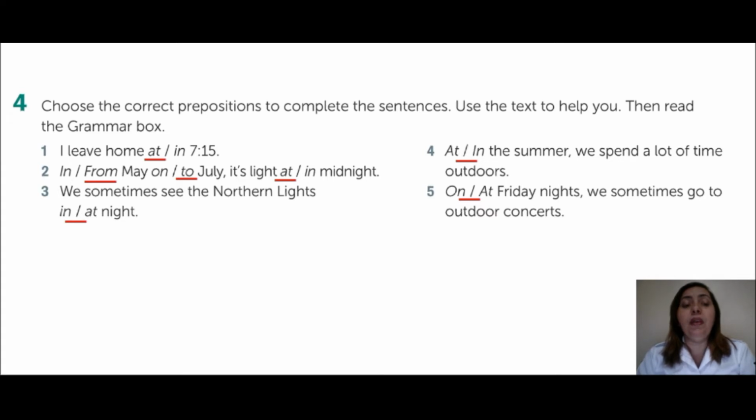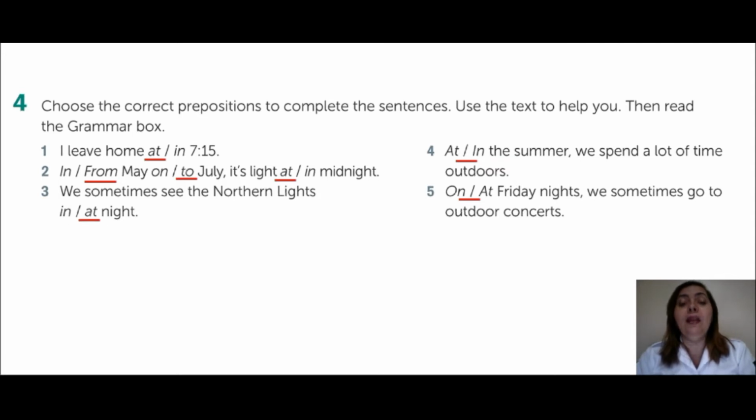And number three, we sometimes see the northern lights in night or at night. What is the expression? Remember that we use in for the parts of the day, in the morning and in the afternoon, in the evening. But when we use the word night, it is an exception. We don't use in night. No, we use at night.